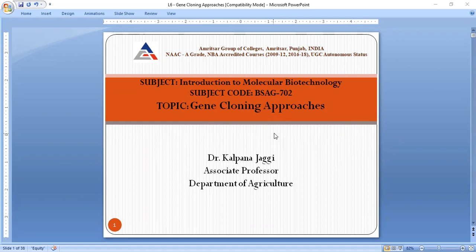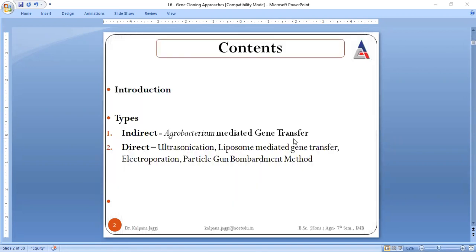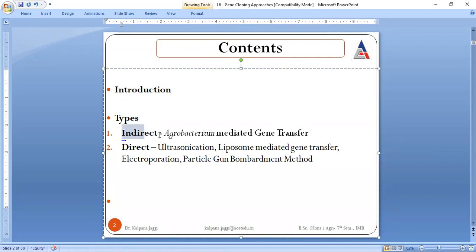So today we will be discussing gene cloning approaches, and within the gene cloning approaches we are going to discuss only two. We are going to stress only upon the two main types. The very first is said to be indirect, and the second methodology that we will be discussing later on is all about direct methods of gene cloning. So before I actually enter into the methods, I would like to introduce you all with the term that is said to be gene cloning.